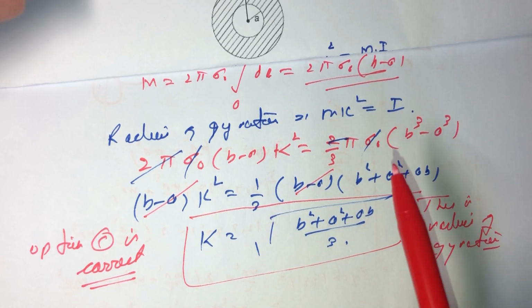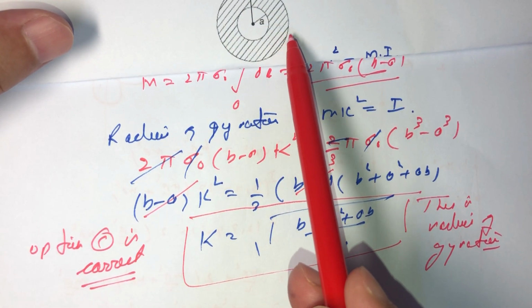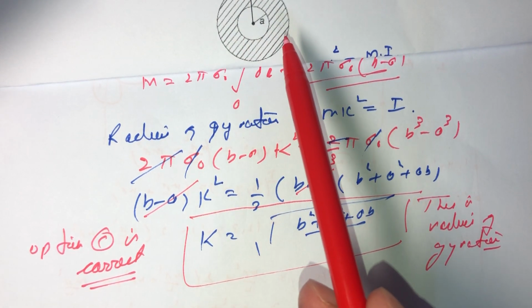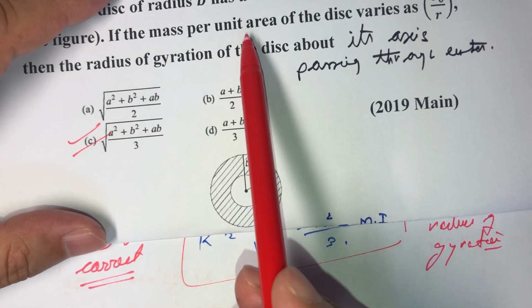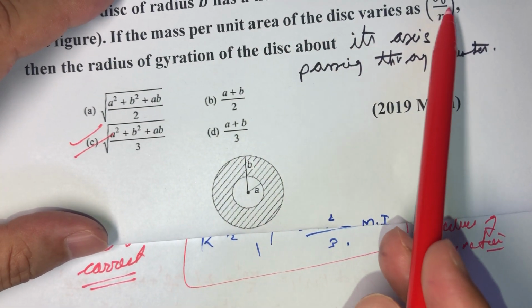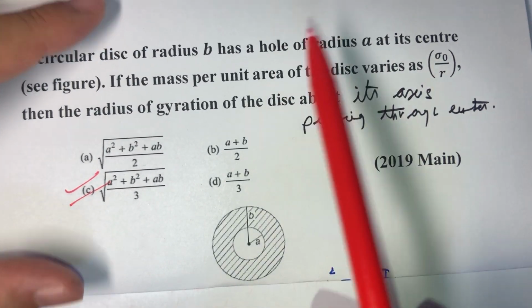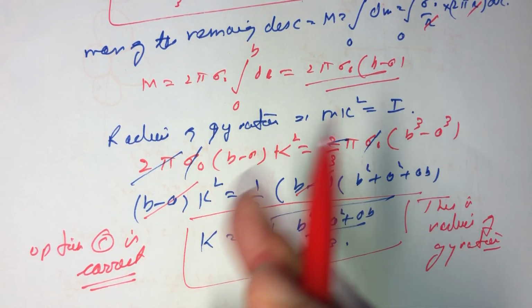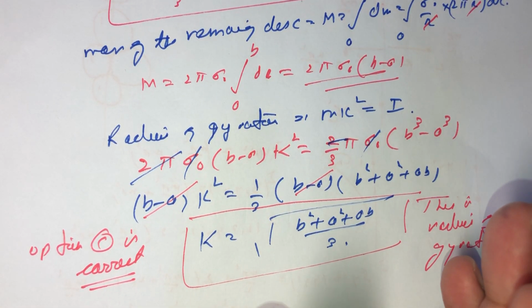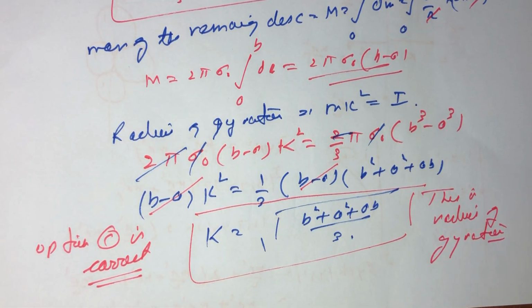Here we cannot use the direct formula that the moment of inertia of the complete disk minus the moment of inertia of the removed disk, because here the mass per unit area varies as sigma naught upon r. So because of this additional condition, we have to stick to the basic method of calculating the moment of inertia. This completes the question. Thank you.